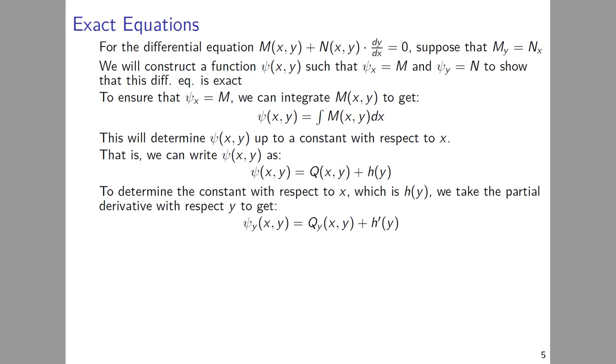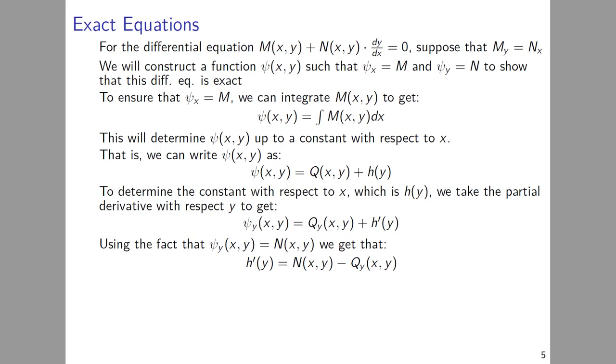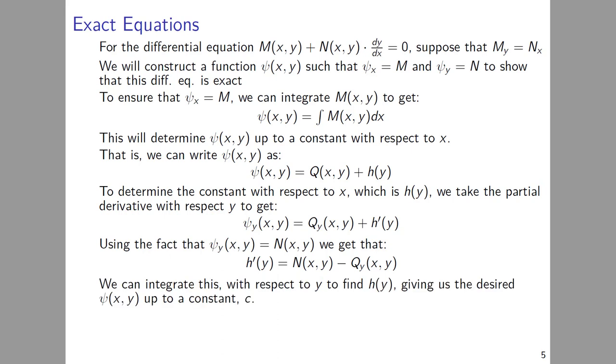And to determine the constant with respect to x, which is h(y), we will take the partial derivative with respect to y to get that psi sub y is equal to Q sub y plus h prime of y. But on the other hand, psi sub y is equal to N(x,y), giving us that N(x,y) is equal to Q sub y plus h prime of y. Or rearranging, h prime of y is equal to N(x,y) minus Q sub y. And finally, to find h prime of y and thus know psi, we can integrate the right-hand side with respect to y, which will give us psi up to a constant C.